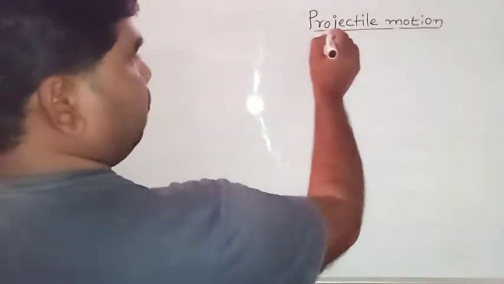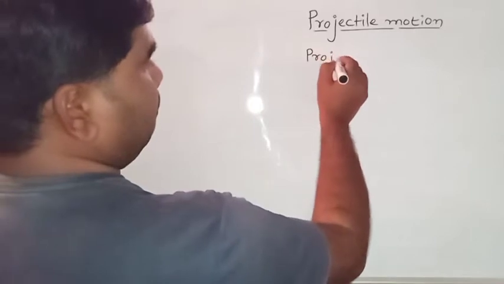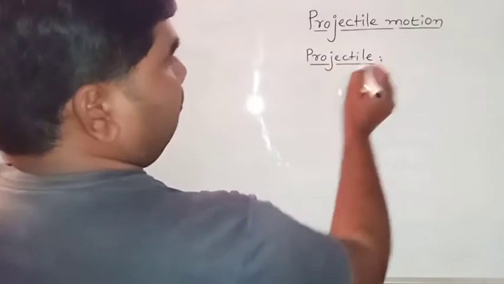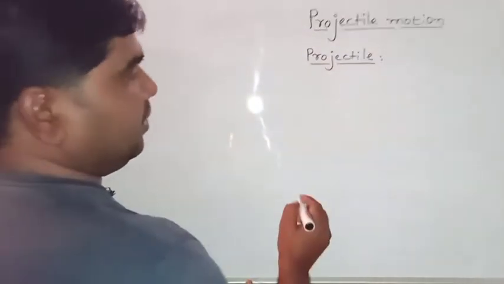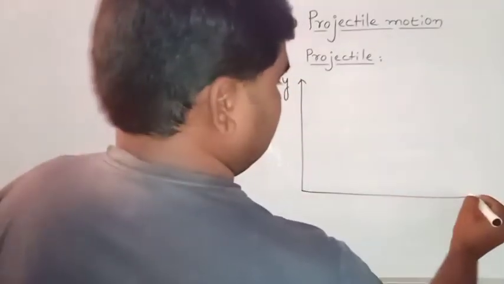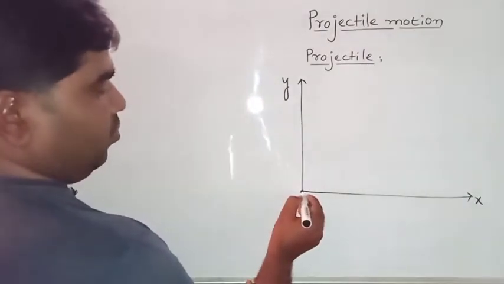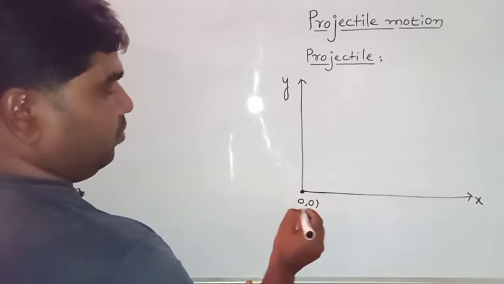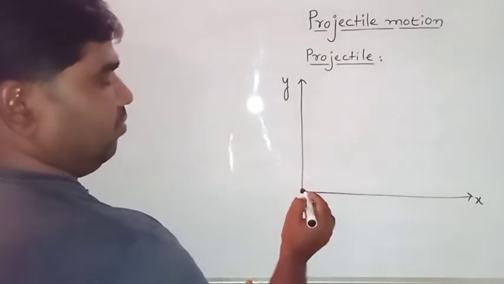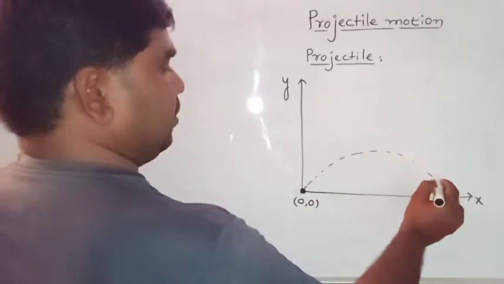Before going to discuss projectile motion, what is meant by projectile? Projectile means, let us take this is y-axis and this is x-axis. If you project the object, this is the origin 0, 0. This is small m mass. If you project with a certain angle from the earth surface, it travels along this path.